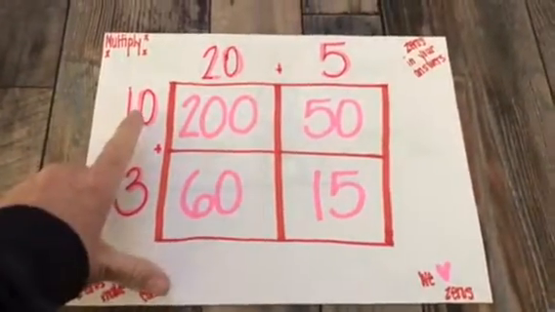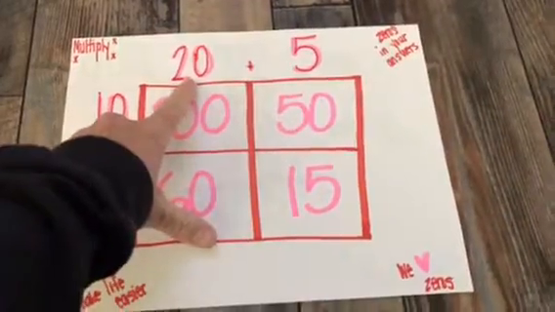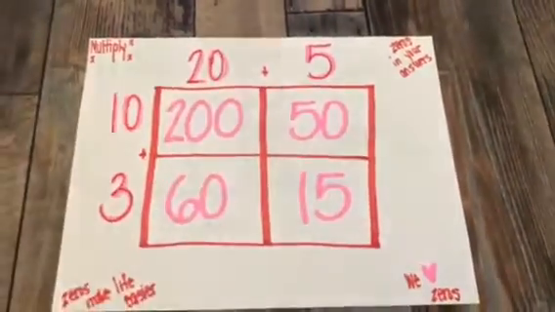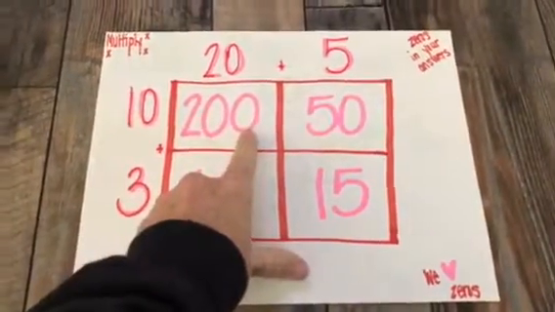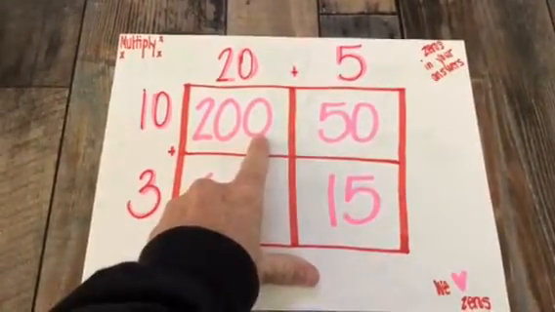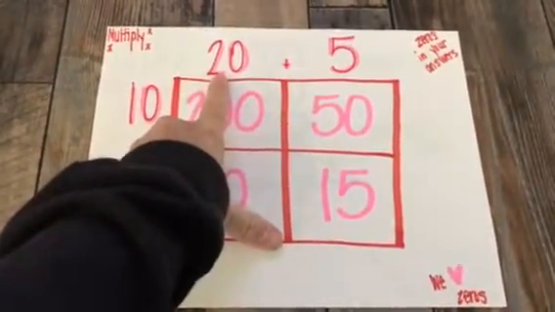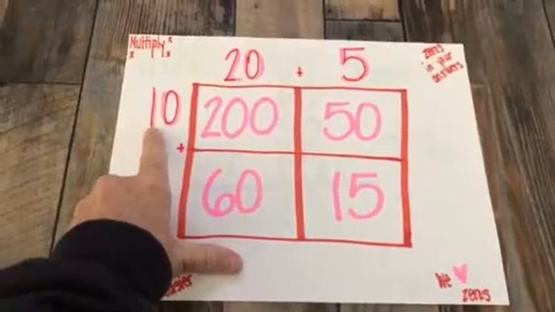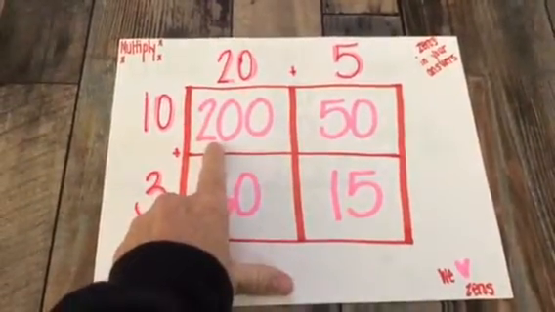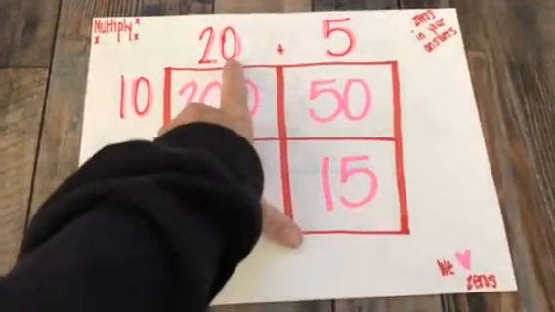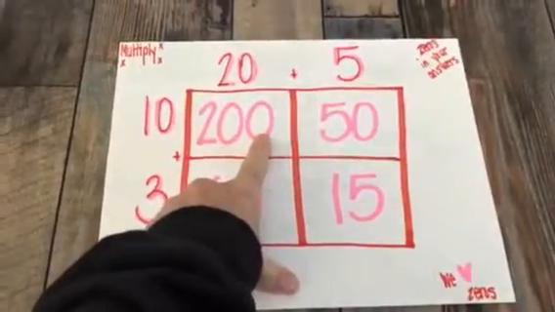Here we have 10 times 20. And remember, we take our zeros and put them in our answer to make them easier. So all we're left with is 2 times 1. 2 times 1 is 2. And we have 2 zeros, and we put them in the answer.